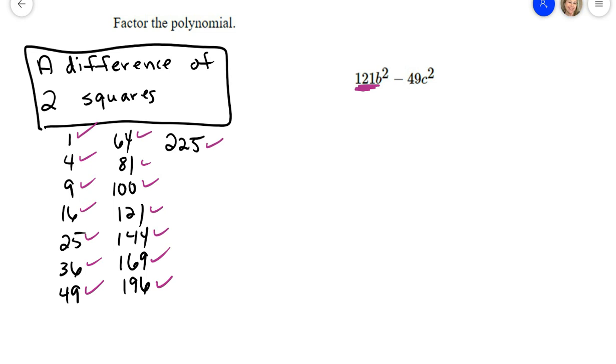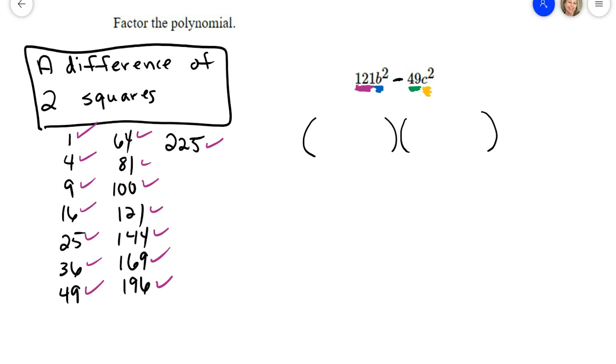Here, let me use a different color for that. I got a 49, that is also a perfect square. And not only that, but the 121 is 121 b squared, which b squared is b times b. And then you've got a 49 c squared. When you have a difference, and this is a subtraction sign, that is what a difference is, these factor into what they call binomial conjugates.